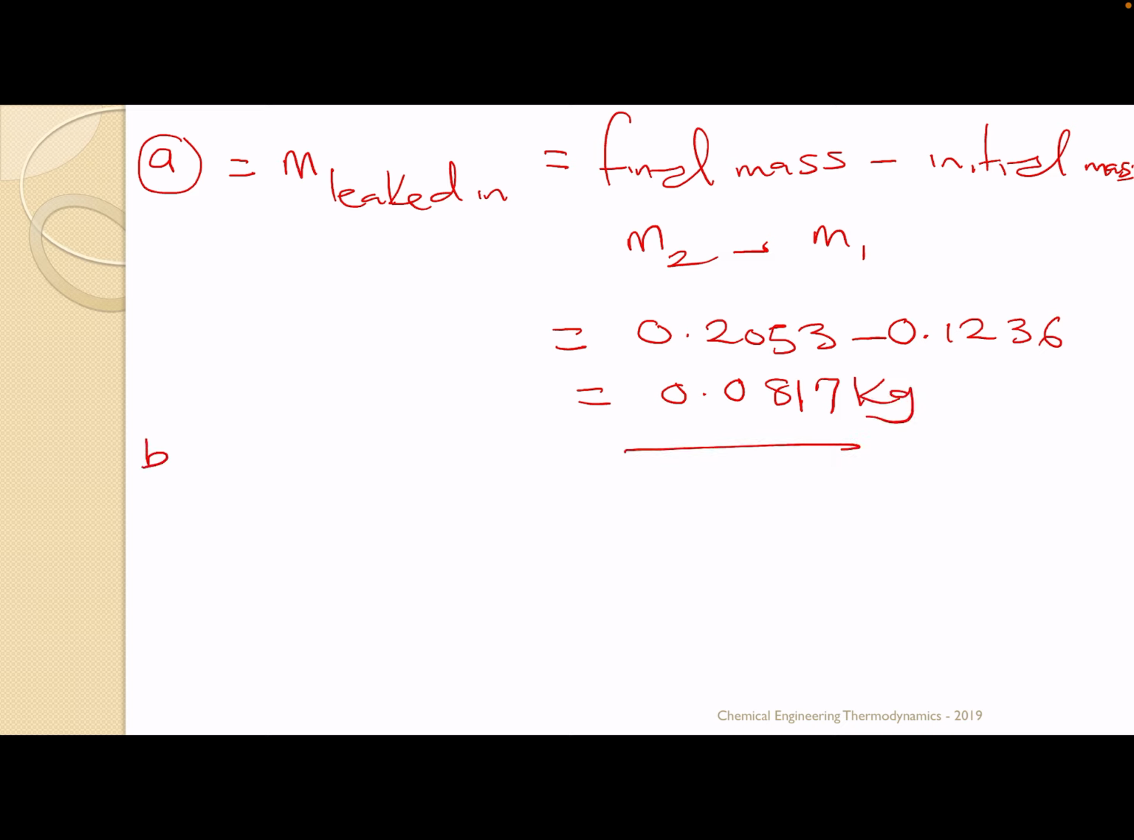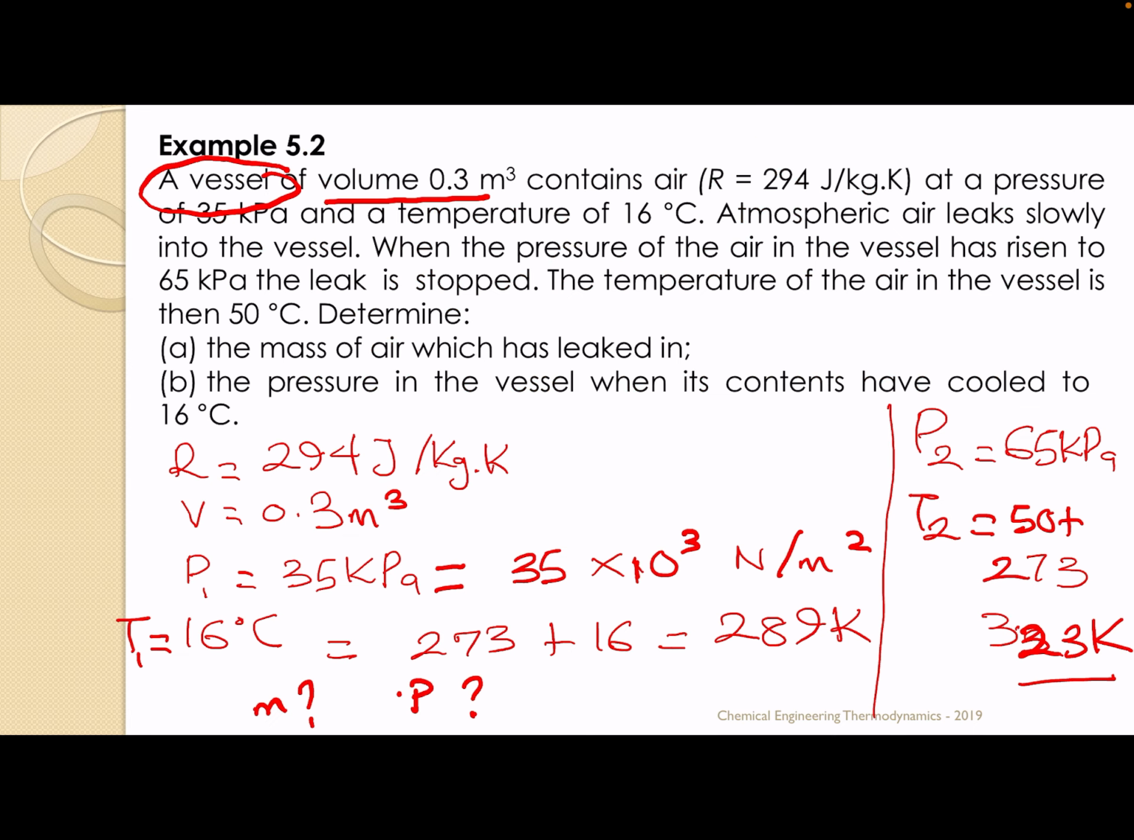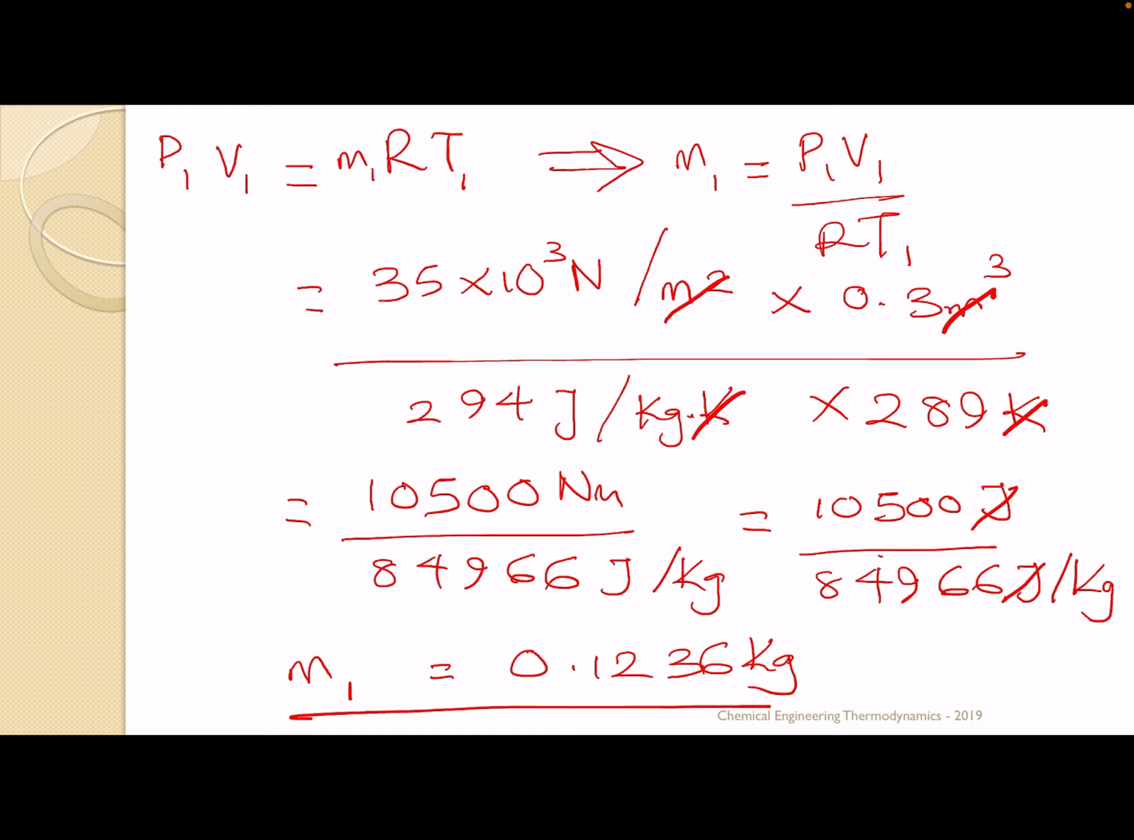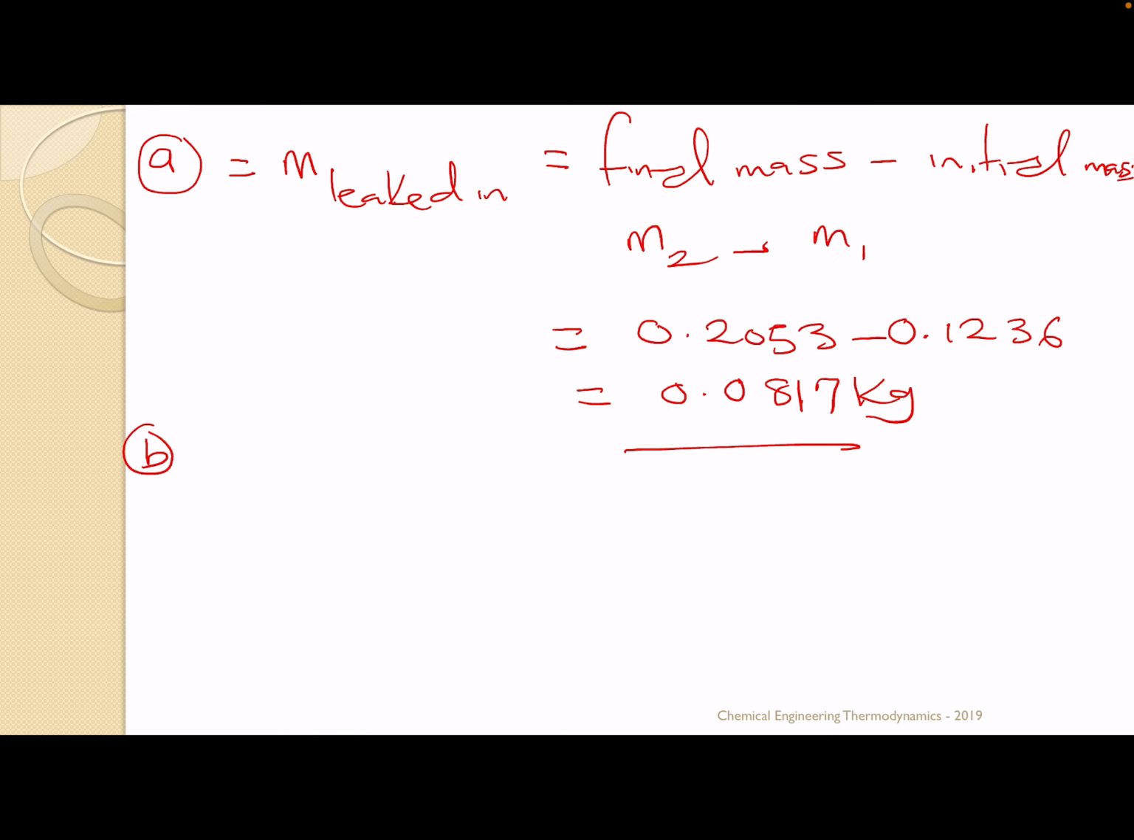The B question is the pressure. Let's quickly check our question again. The pressure in the vessel when its contents have cooled to 16 degrees C. So remember, the process continues. So if it's a continued process, that means if we go back to using our equation of MRT, our M now will be M2.